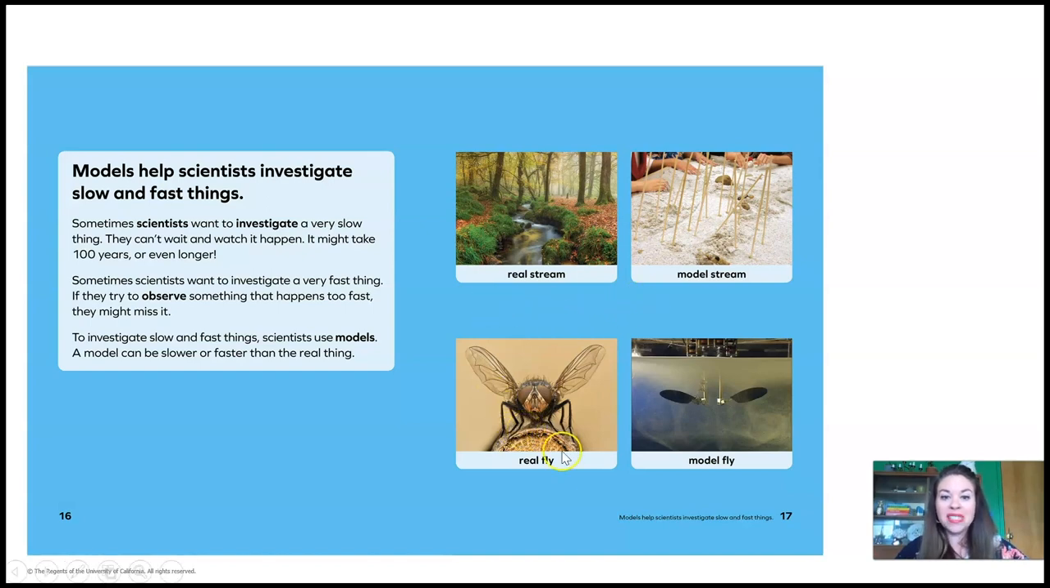Down here on the bottom, we see, oh my goodness, a little buzzy fly. This is a real fly. Flies can be really difficult to study. Do you think that's because they move really slow or really fast? Yeah, they move really fast. So scientists have made this model fly. The model fly acts exactly like a real fly, but they can slow it down and really study how flies move. That is so cool. I love science.